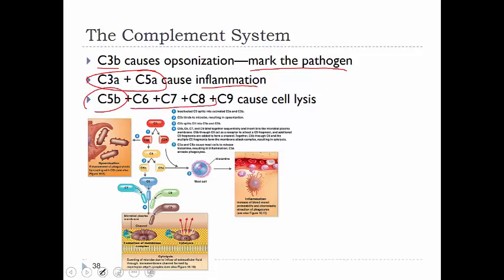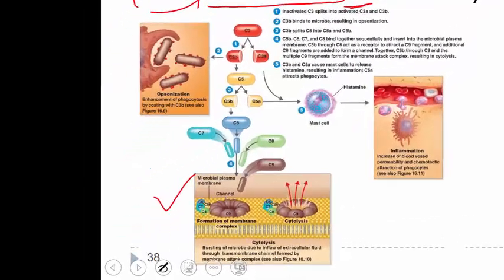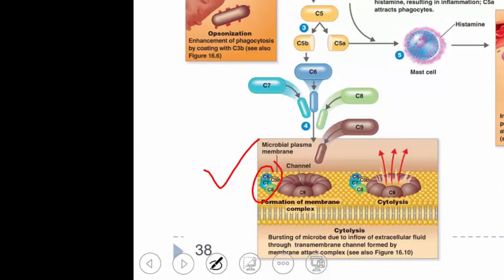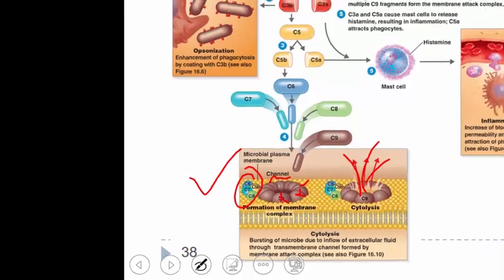C5b binds to C6, C7, and C8. Together, they recruit a ton of C9, and it's called the MAC complex, and it's in this picture down here. So if you'll see, here's that C5 through C8 bound there, and then here's a bunch of C9s. And basically those C9s, a bunch of them join together and make a pore or a hole in the invader's phospholipid bilayer. This will allow the contents of the inside of the cell to come out and will cause damage to that cell. So cytolysis is the outcome of the C5b through the rest of the complement.